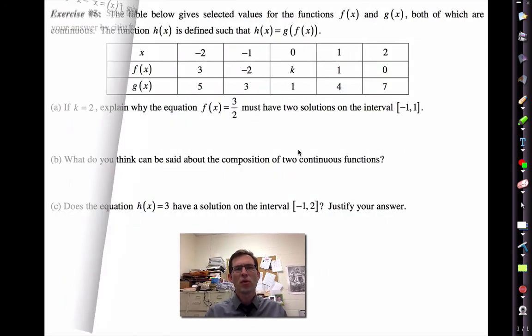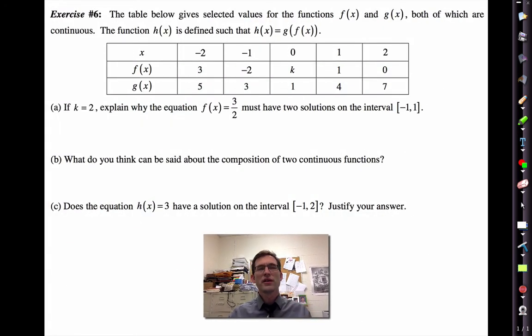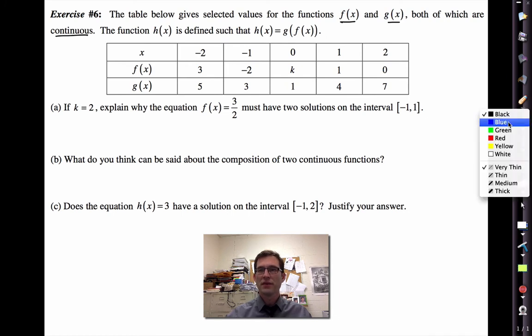All right, let's do one more problem. Let's take a look at a table. Exercise 6. The table below gives selected values for the functions f of x and g of x, both of which are continuous. All right, that's important. So f is continuous, g is continuous. The function h of x is defined such that h of x equals g of f of x. I think I'm going to go back to blue.